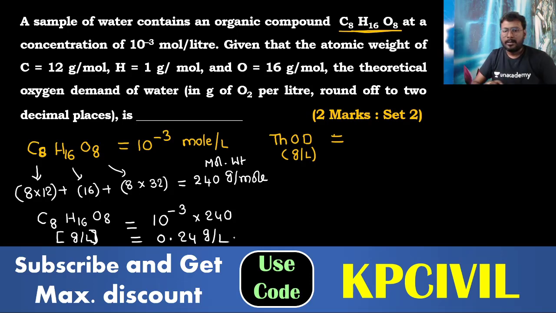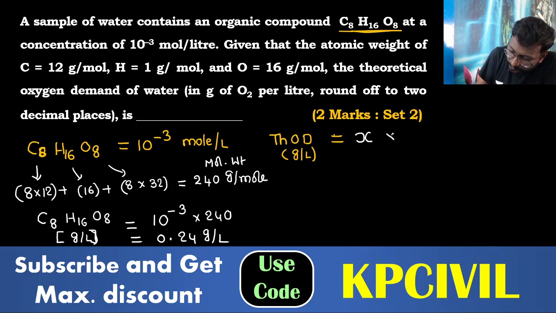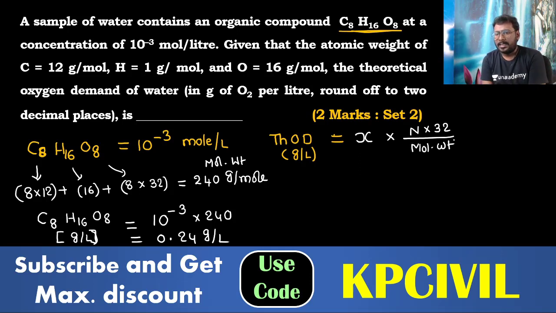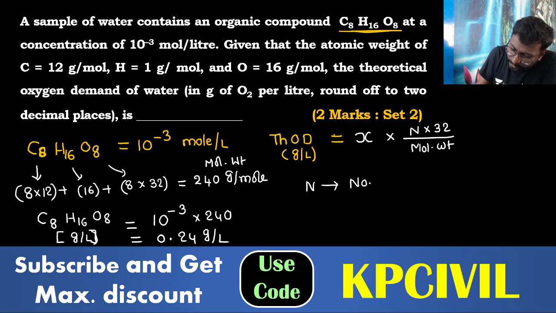Gram per liter. Now, what is next? We have to convert to THOD. THOD formula: given concentration of X into N into 32 by molecular weight of X. What is N? Number of oxygen molecules required.